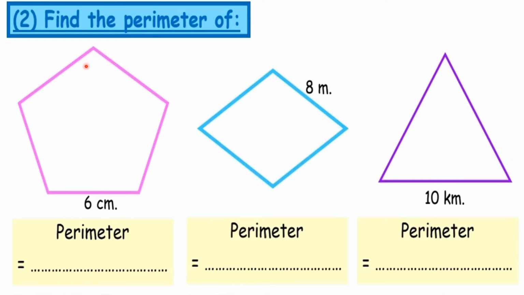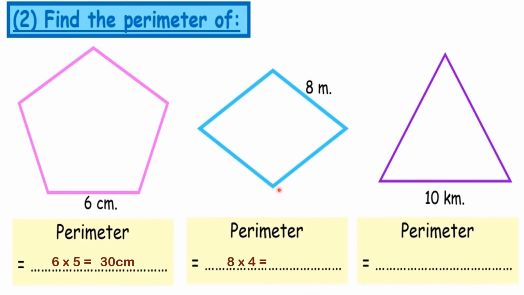Find the perimeter of the following. Here I have some regular shapes and I want to find the perimeter of them. As we know, the perimeter is the length of the outline. So here I have 6 centimeters: 6 plus 6 plus 6 plus 6. Or I can say that I have 6 by 5 because I have 5 sides. 6 by 5 gives you 30. So it's going to be 30 centimeters.